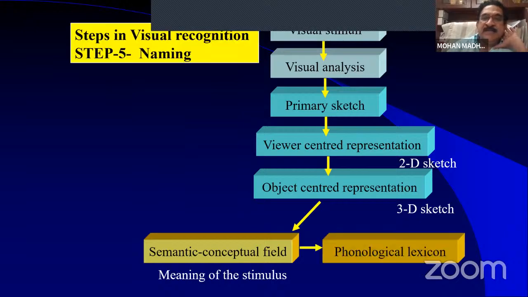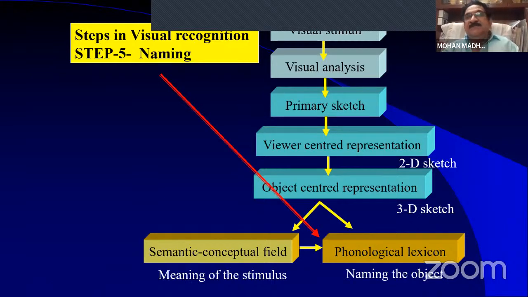Now, lastly, the naming. Once you recognize the object, you can give a name for that. That's a purely linguistic function. That is the phonological lexicon. Also remember that from the object-centered representation, there is another pathway which can go directly to the phonological lexicon without going to the semantic conceptual field. So that way also you can name the object.